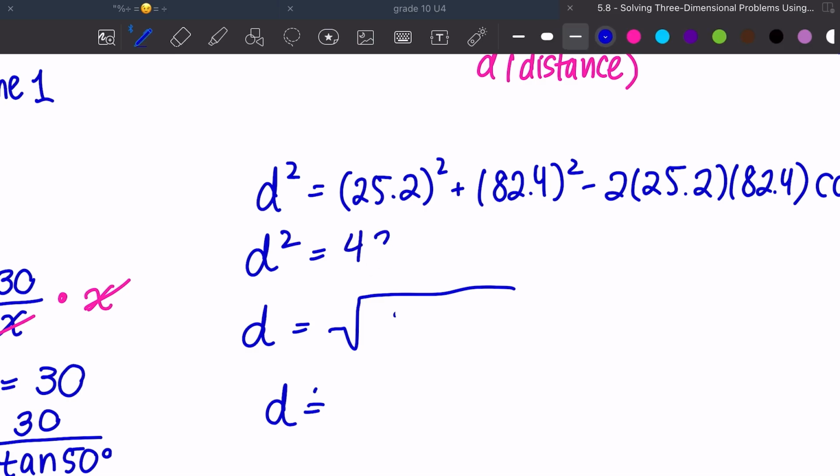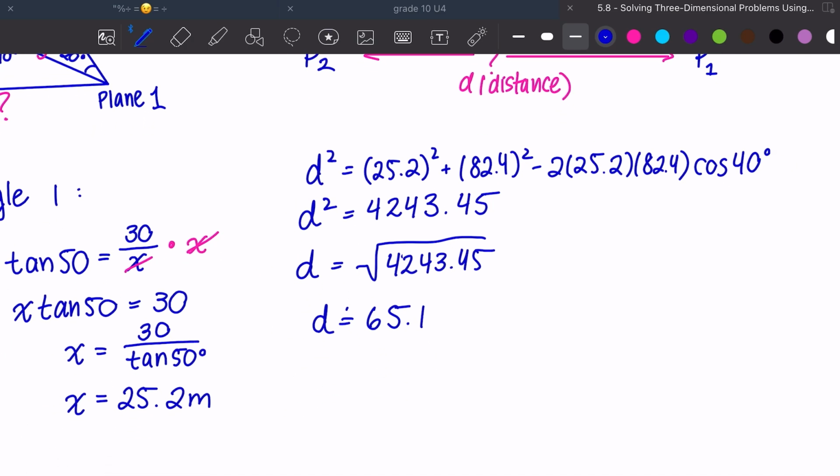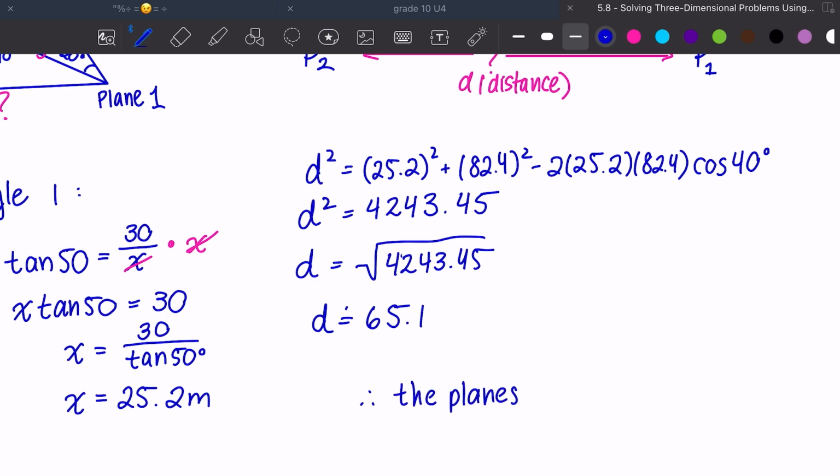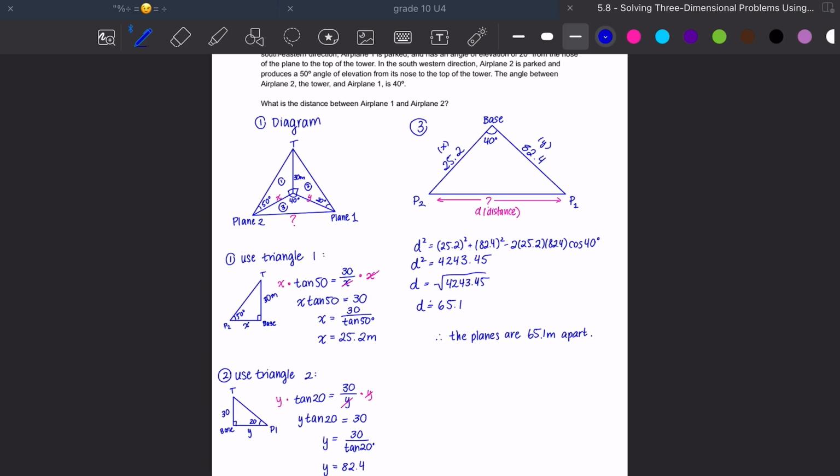So it was 4243.45 approximately, which then the square root of that is 65.1. So 4243.45, and that was approximately 65.1. There we go. So therefore, the planes are 65.1 meters apart. Voila. So now you've seen the process of how to set up these problems and how to solve.